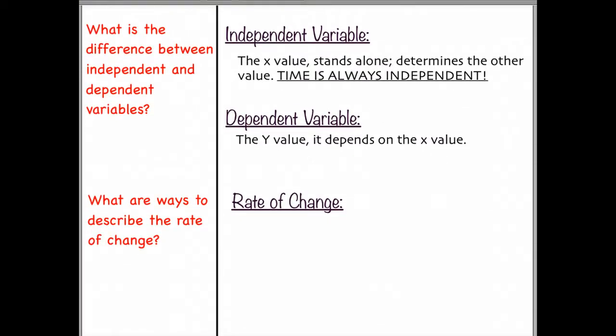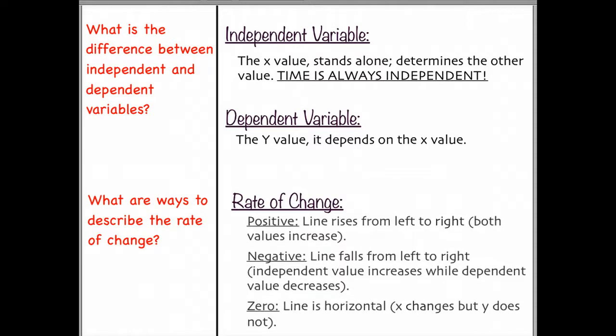Now I want to talk about different ways to describe the rate of change. There are three different ways we can describe the rate of change. We can describe it as positive, so the line is rising from the left to the right, so both values are increasing. It's going to look like the blue line right here. So both values are increasing as you go from left to right.